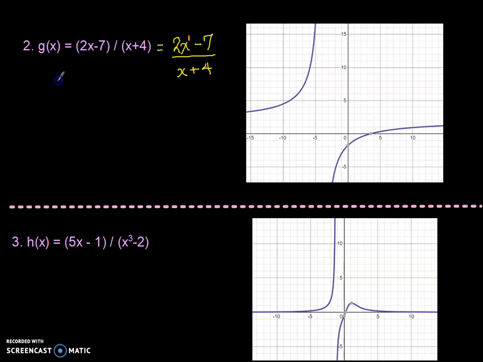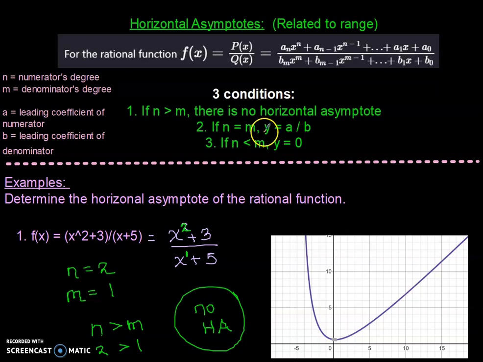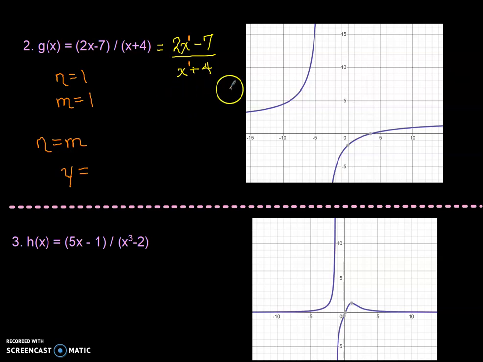n is equal to 1. m is also equal to 1. So what happens when n equals m? We have the horizontal asymptote y equals a over b. Just going to show you here. If n equals m, y equals a over b. And remember, a and b are the two leading coefficients of the numerator and the denominator.